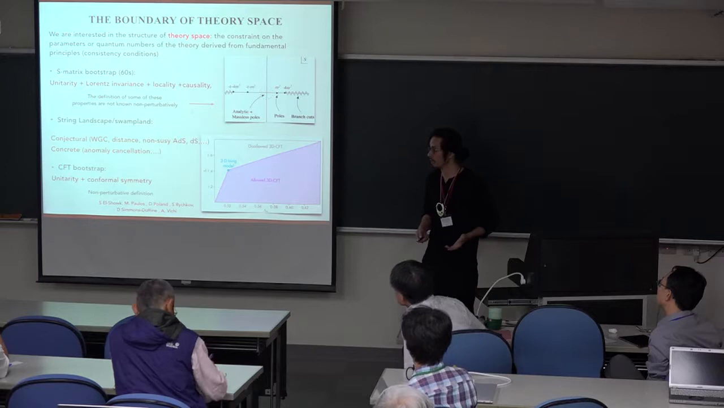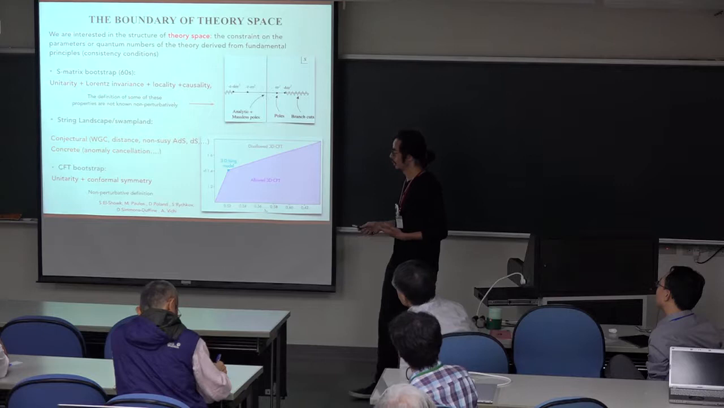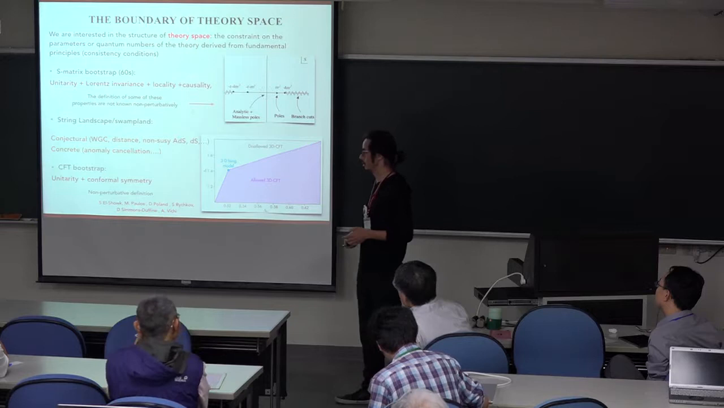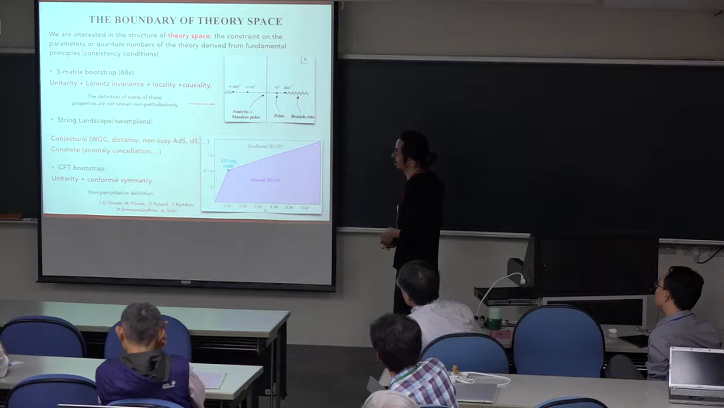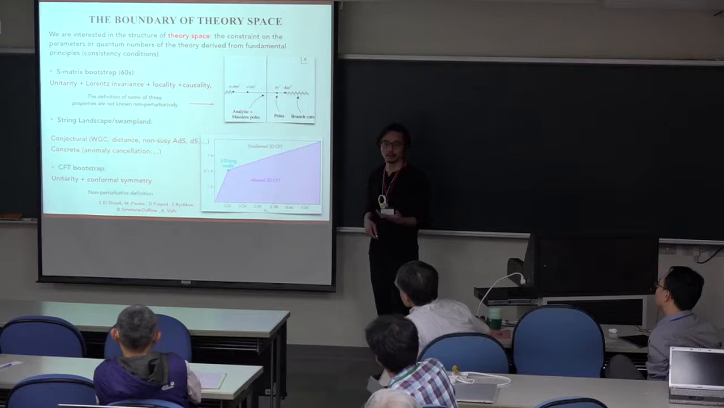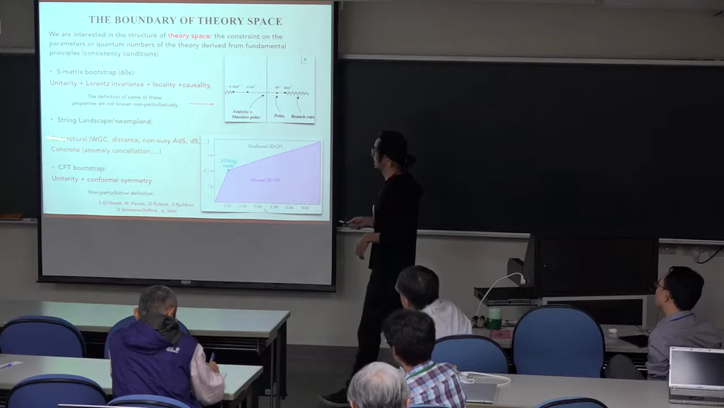Now another version, which was talked about a lot in this workshop, is the landscape and swampland, of which there are various versions. Some are more conjectural, for example the weak gravity conjecture and the distance conjecture, which are not based on fundamental principles but on a conjectural set of principles. The more concrete ones, such as certain compactifications and anomaly cancellation, are more specific, and usually supersymmetry is involved. So there is something in between that is more general and not really well controlled, and these are either conjectural or more specific.